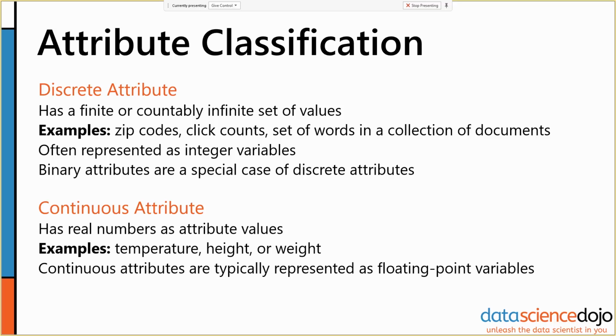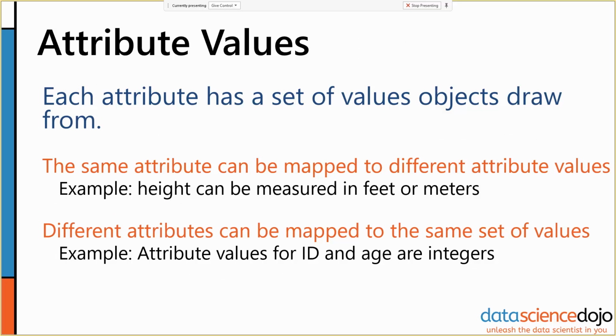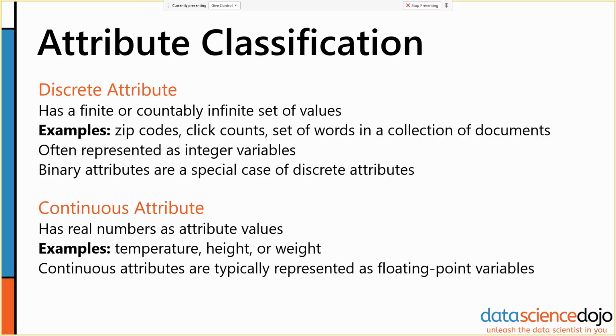All right, so we know that we have these attribute values, so it's useful to talk about attributes as being part of different classes, different types of attributes that we're going to end up having to handle differently as we get into the actual data mining and modeling processes. So there are two fundamental types of attributes: discrete attributes and continuous attributes.